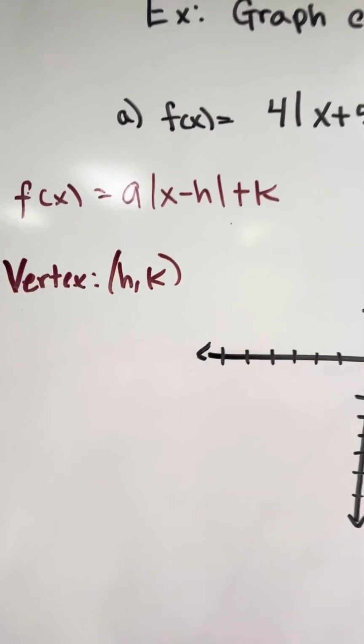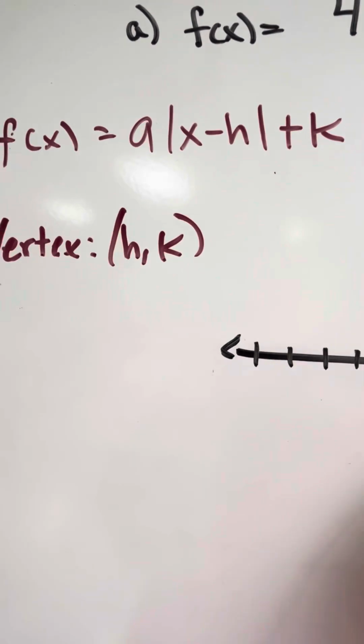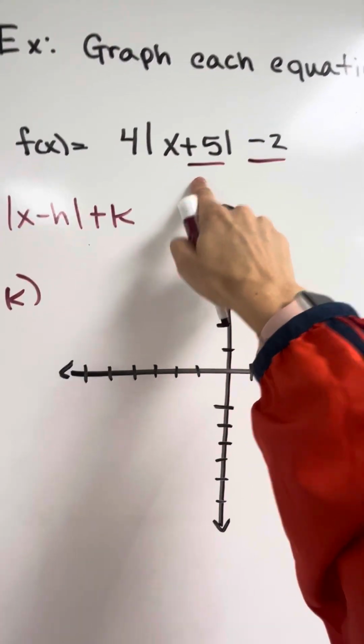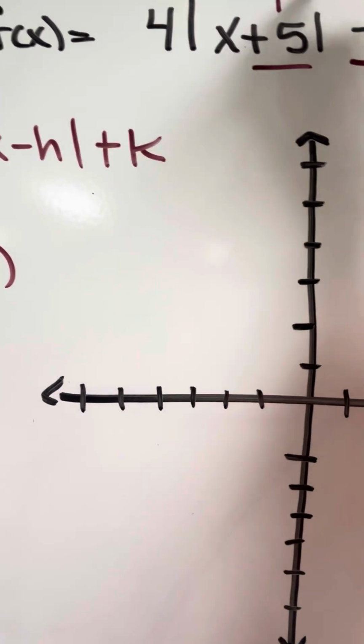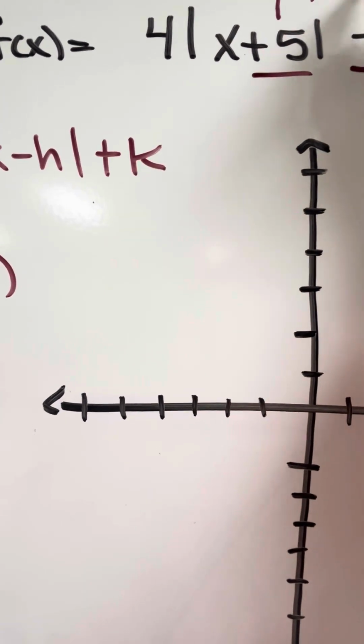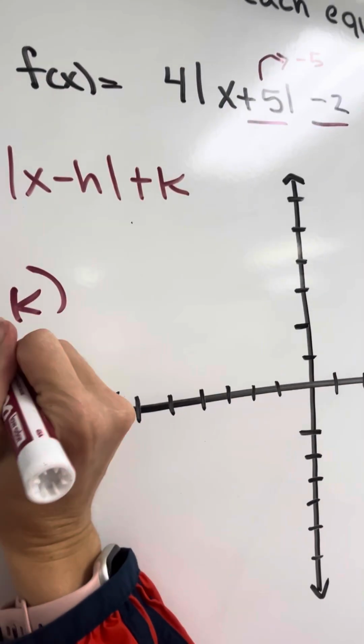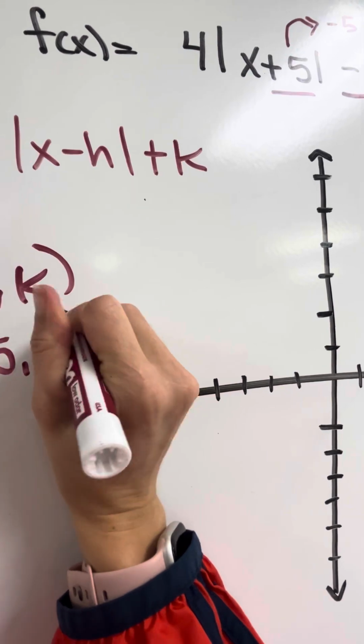So here in the h spot, I have 5, and in the k spot, I have -2. Now it looks like it's a +5. You have to remember that because it's moving to the left, this is actually a -5. So my vertex is going to be the point -5, -2.